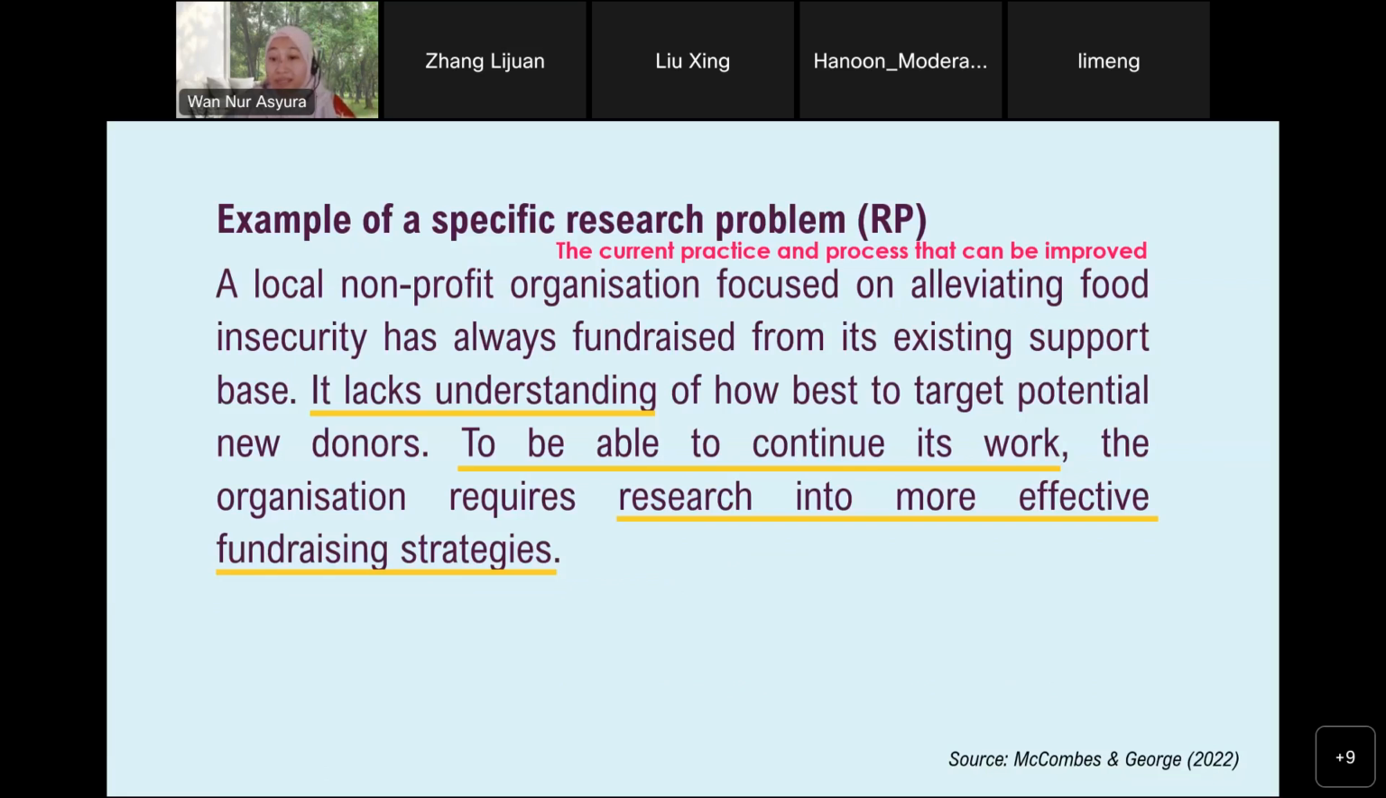Okay, so the way you may organize your paragraph in the statement of a problem is to start with the current practice or current context and or process that can be improved. And then you straightly write the specific research problem. And the last sentence is where you can provide the consequence if the problem is not resolved.